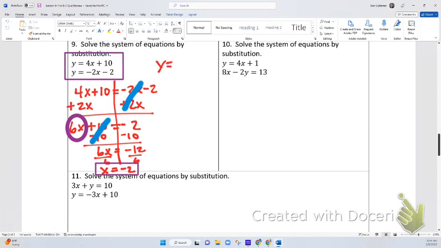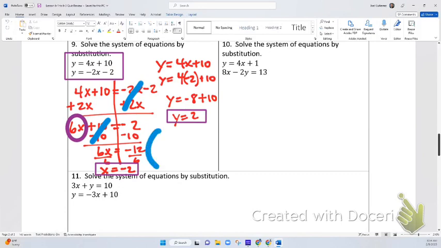So the first one says y equals 4x plus 10. Since we already know that x is a negative 2, all we're going to do is replace the x with the negative 2 and then solve. 4 times negative 2 is a negative 8. A negative 8 plus a 10 gives you a 2. Now that we have the x and the y value, remember that your final thing to do is to put it in a coordinate point. So your answer for this one is simply negative 2 and 2.